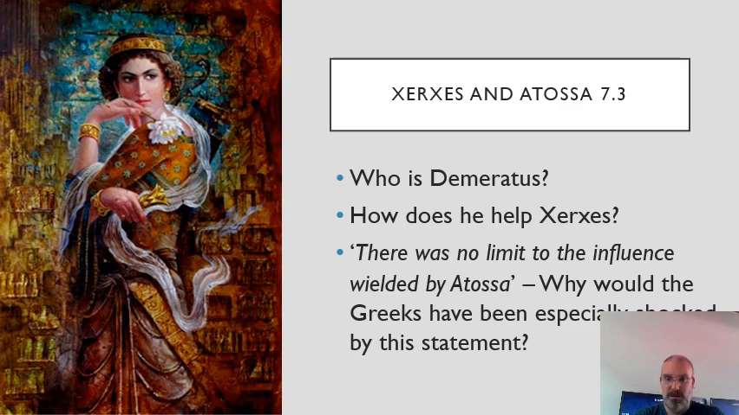Now, Atossa is a queen, and Xerxes' mother, Darius' wife, and this is shocking to the Greeks, isn't it? So a woman wielding this level of political influence shows how corrupt, decadent, and crazy the Persian system is, where a queen, a woman, can control men in this way. Shock, horror, awful. Good.